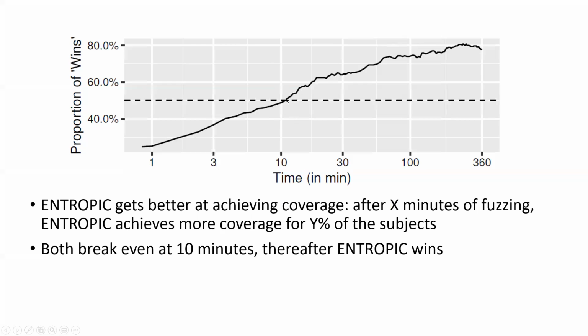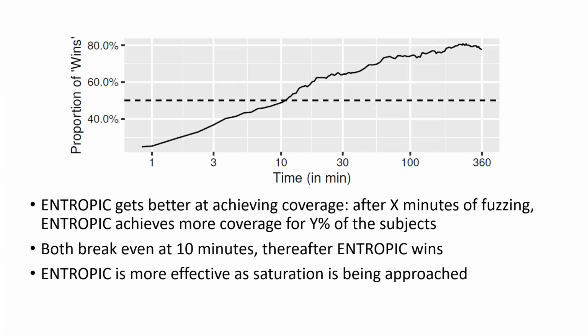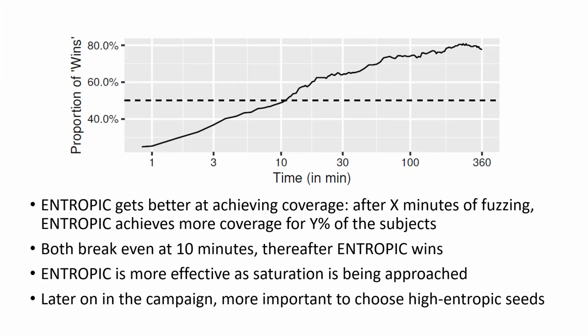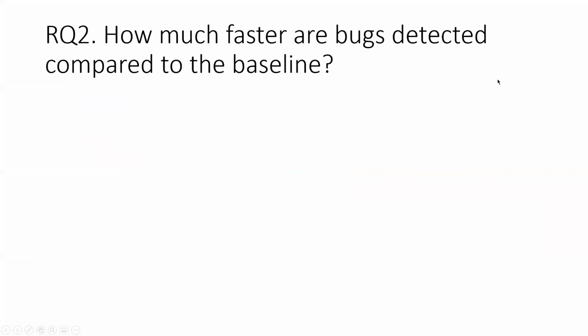So they both break even at about 10 minutes, where thereafter Entropic wins all the way. And they hypothesized that Entropic is more effective as saturation is being approached after a long campaign. Because later on in the campaign, it might be more important to choose high entropic seeds.